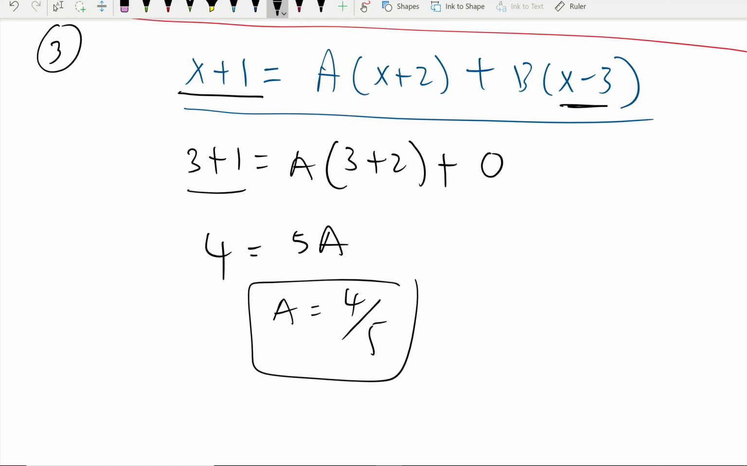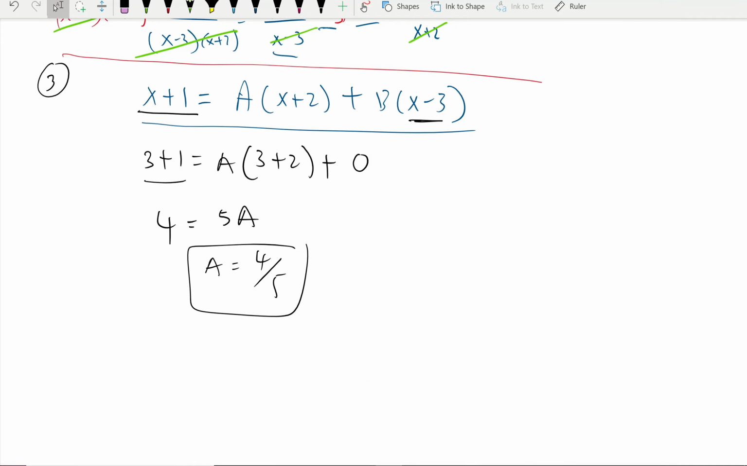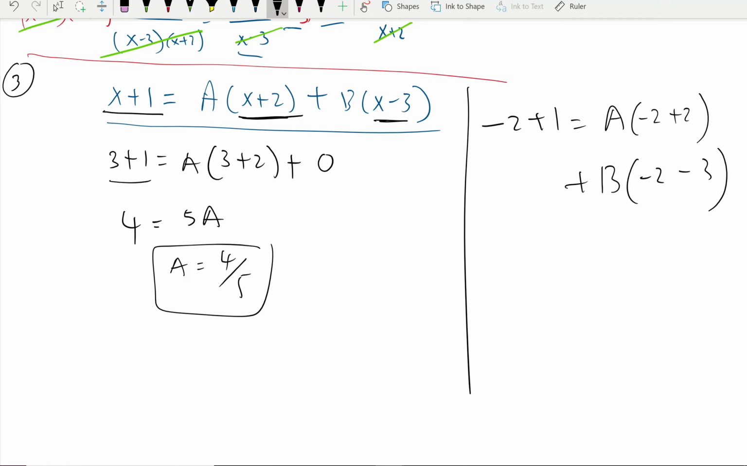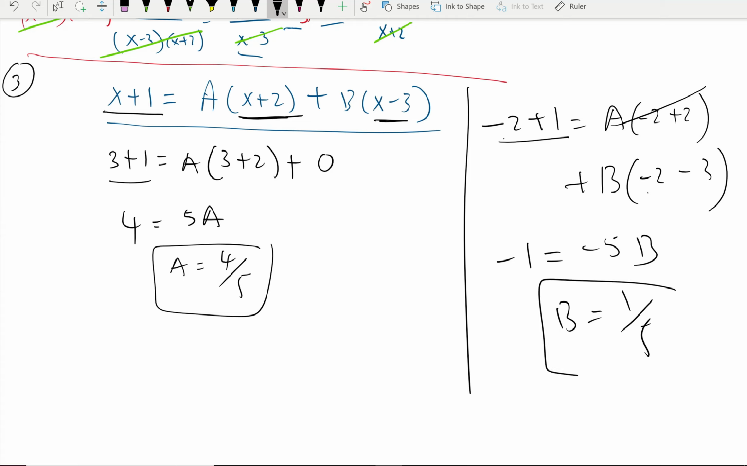Now if you want to find B, what is the magic number? Tell me, what number would you plug in for X? Minus 2. See what happens when you substitute minus 2. So minus 2 plus 1 on the left. A times minus 2 plus 2, because it will make this term 0, right? B times minus 2 minus 3. So negative 2 plus 1 is negative 1. Here 0, right? Negative 2 minus 3 is negative 5B. So what is B? Negatives cancel out, 1 over 5.